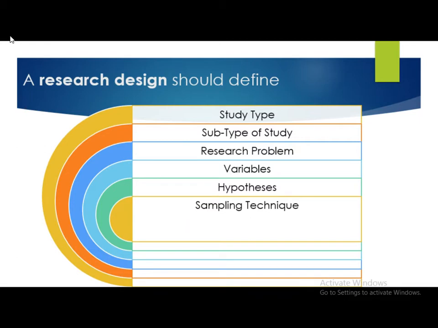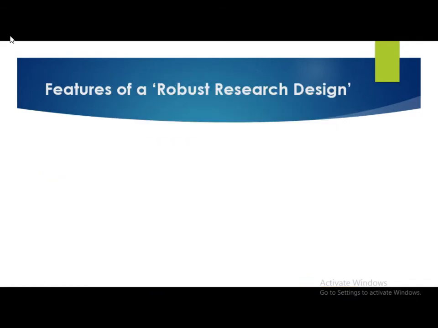Then various sampling techniques, that also includes sample size calculation method and sampling techniques. Then various methods of data collection, also it should incorporate a statistical analysis plan. So that should be included in research design. Now we will understand various features of a robust research design. So features of robust research design.